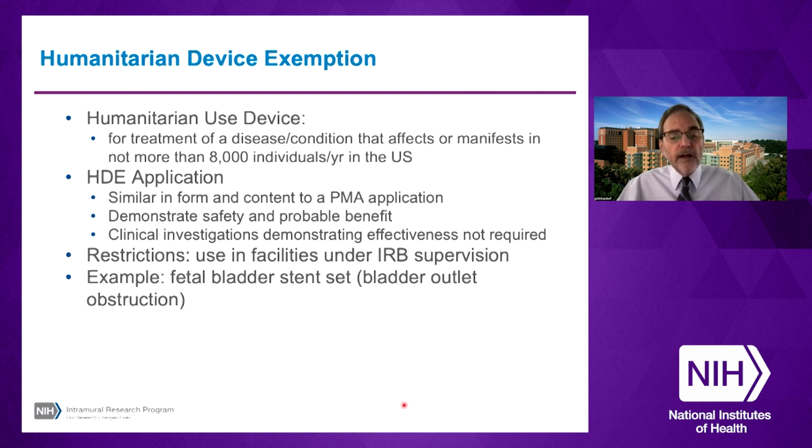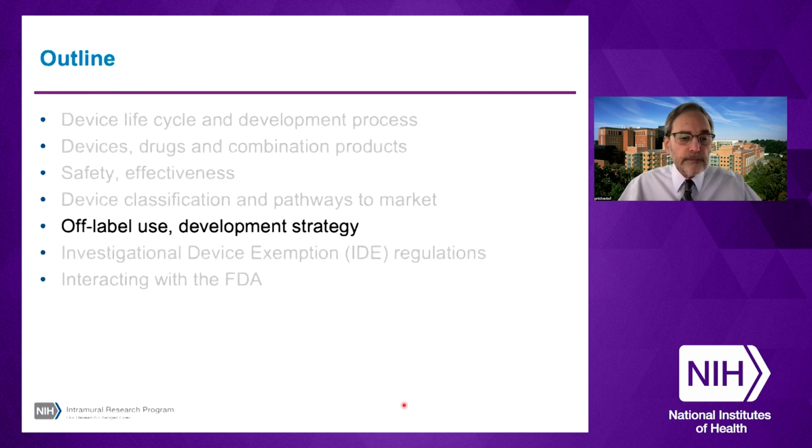So this is for a fetus where there's bladder outlet obstruction, so the fetus can't urinate, the pressure rises, and if left untreated, would damage the kidneys. So this is a stent that's placed in utero to relieve the bladder outlet obstruction, and then that allows the infant to grow normally, and then they can fix it once the child is delivered.